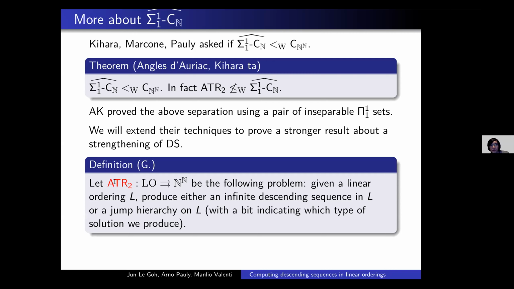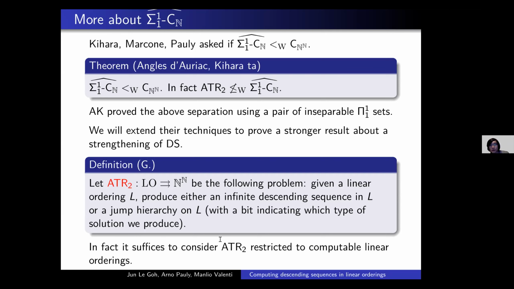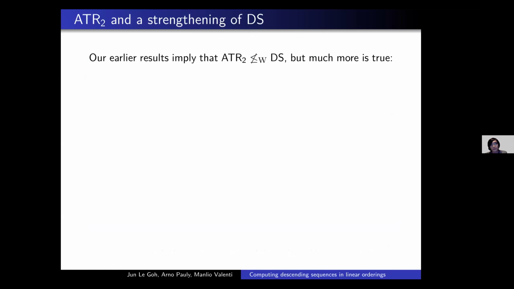That's ATR2, and it's easy to see that this reduces to choice on Baire space. I just want to mention that going forward, I will mostly talk about ATR2 restricted to computable linear orderings, because that's all that is needed for this separation. With this, now I can state our result. What's the relationship between ATR2 and DS?